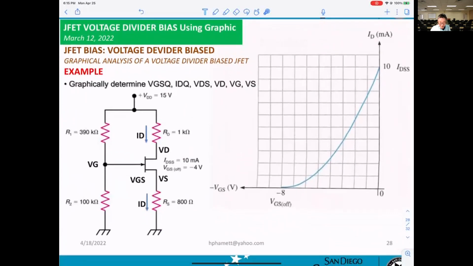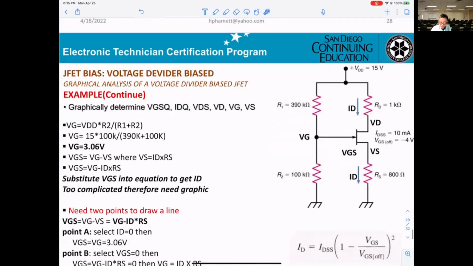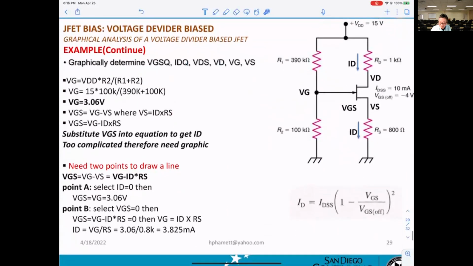And this is for the voltage divider, okay, with the graphic. If you get the time, you can look into voltage divider bias using a graphic. Try to calculate to get 2 points, A and B. Draw the load line, intersection with the curve. That is the Q point. Okay, I believe this is the solution for you.